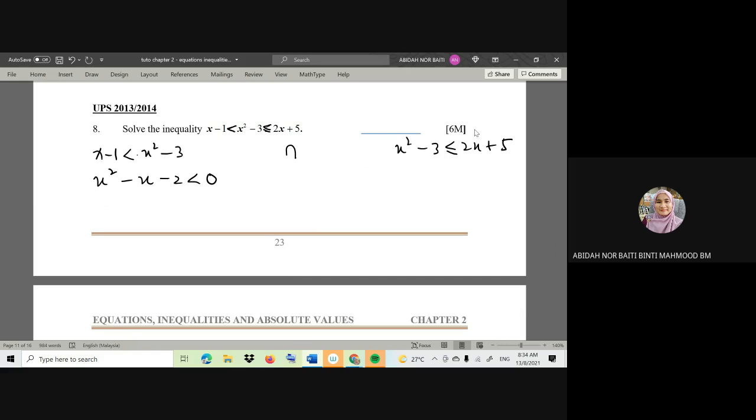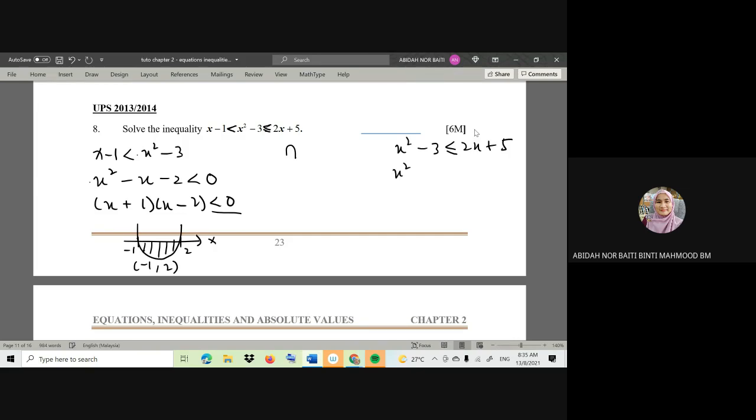Okay, then we can factorize here. x1, x2 less than 0. So positive, negative. This is quadratic inequalities with a greater than 0, a is positive. So we use open upward graph. Your x values are -1 and +2. Less than 0, we shade below the x-axis. So the answer is -1 to 2.